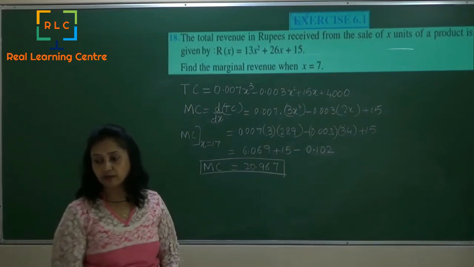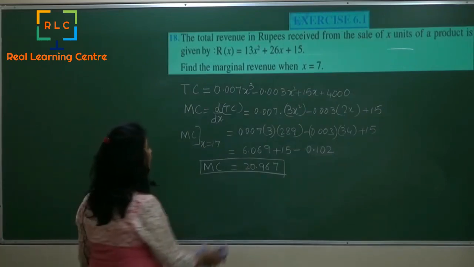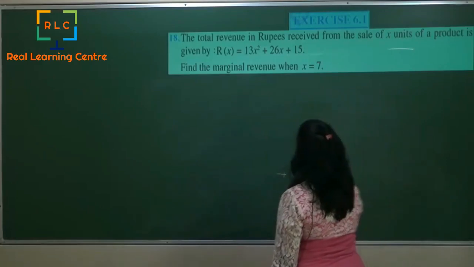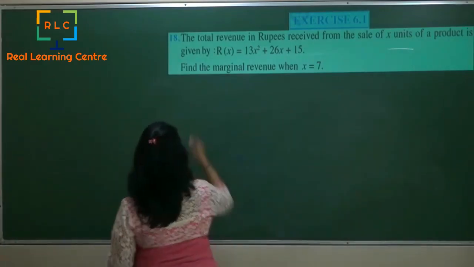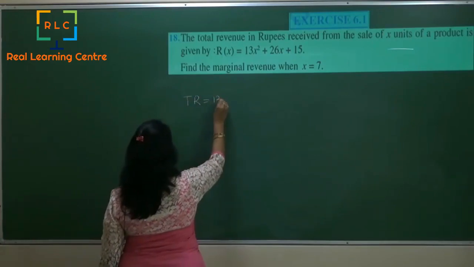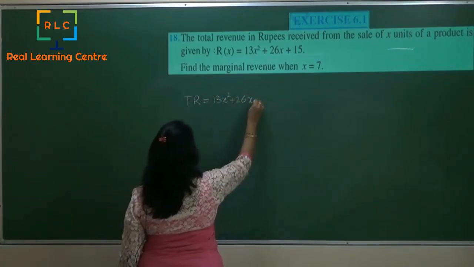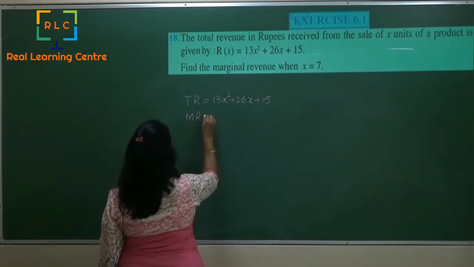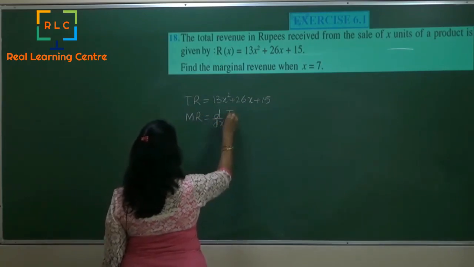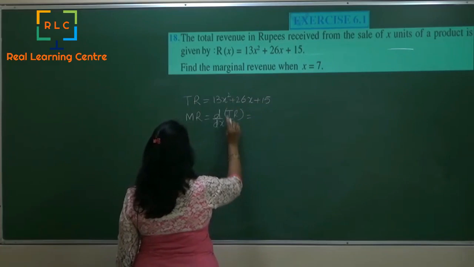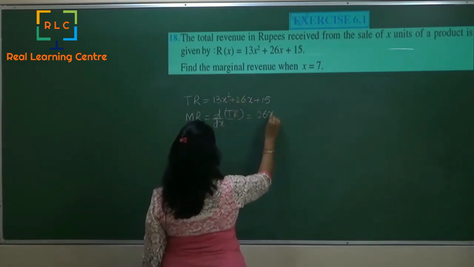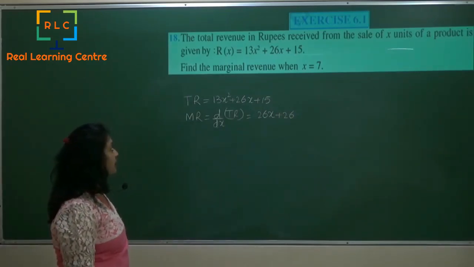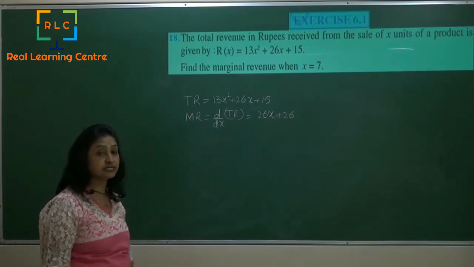So we have total revenue in rupees received from the sale of x units of a product, given by, I'll call it TR. TR is equal to 13x square plus 26x plus 15. Now I need to find out marginal revenue. Marginal revenue is d by dx of total revenue. So I'm going to differentiate it. 13 twos are 26x plus 26. This is marginal revenue. But then they're asking us to find out the marginal revenue when the number of units is equal to 7.